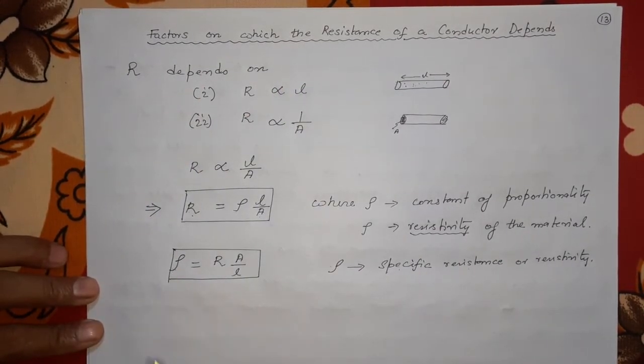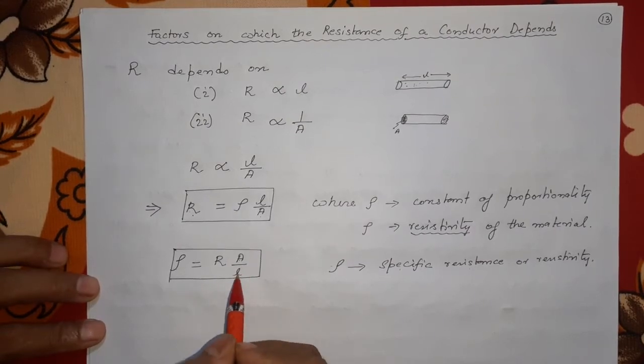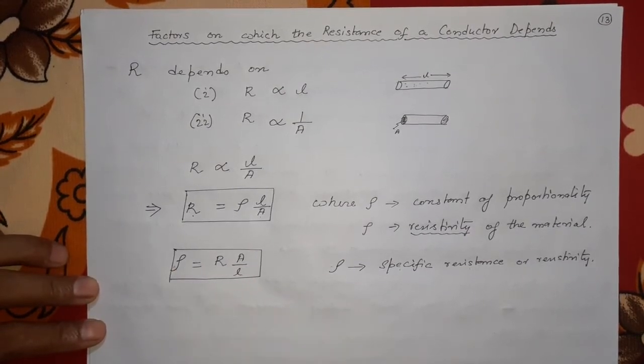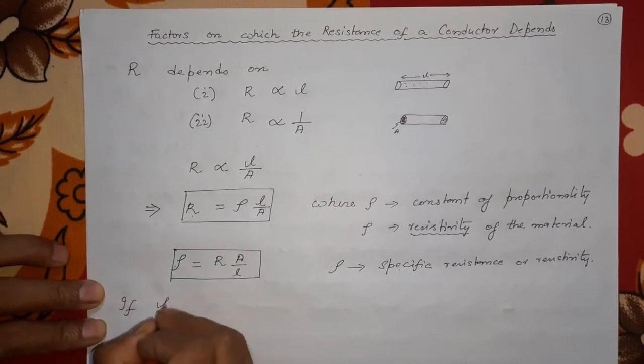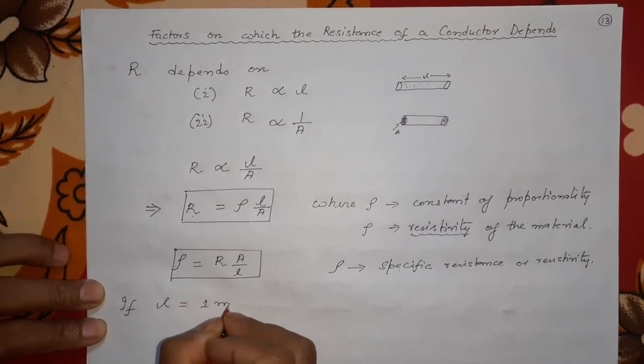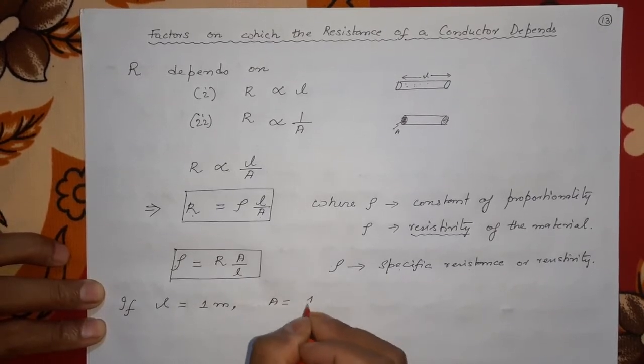Now, how to define them? It is very easy. When you make this and this one equal, we are going to use that. How? If L equals 1 meter, A equals 1 meter square.